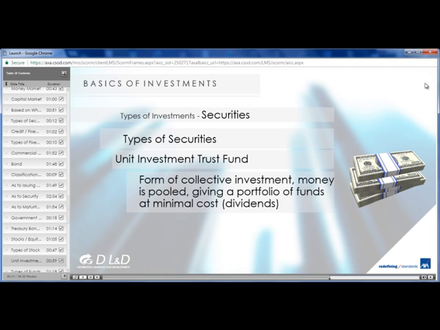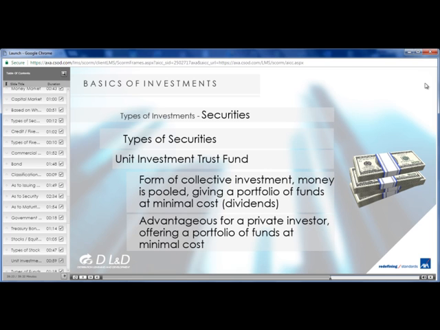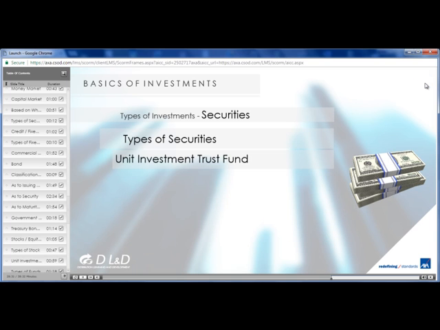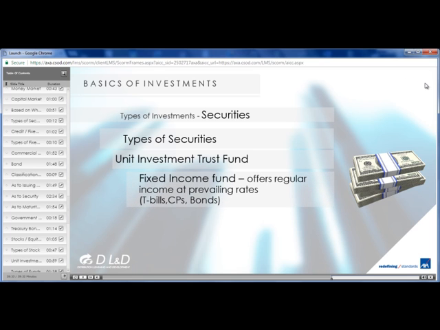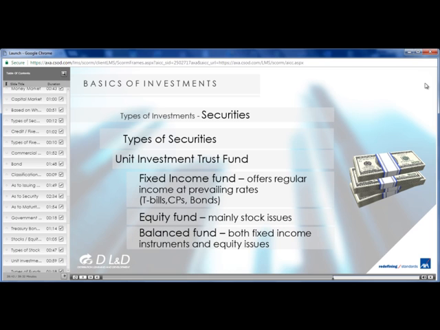This fund is a form of collective investment where money is pooled, giving a portfolio of funds. Advantageous for a private investor, offering a portfolio of funds at minimal cost. There are three types of trust funds. The fixed income fund, which offers a regular income at prevailing rates, such as T-bills, CPs, and bonds. Equity fund, mainly stock issues. A balanced fund, both fixed income instruments and equity issues.